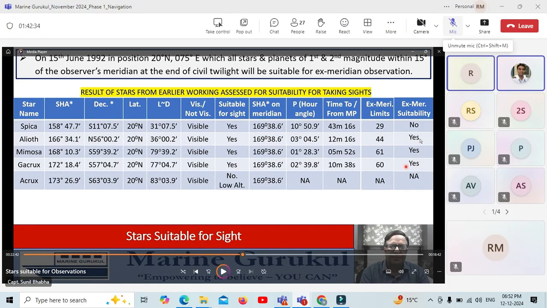Okay, beta, I'm not getting how it is getting suitability. Okay, beta, try to understand. I'll explain to you. Yes, sir. Spica's X meridian limit is 29 minutes. What does that mean? It means that if Spica is within 29 minutes of our meridian, east or west, you can use it for an X meridian sight. If it is more than 29 minutes away, it has gone too far off, it cannot be used for X meridian.